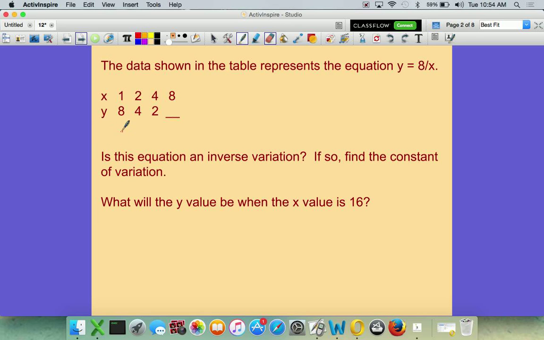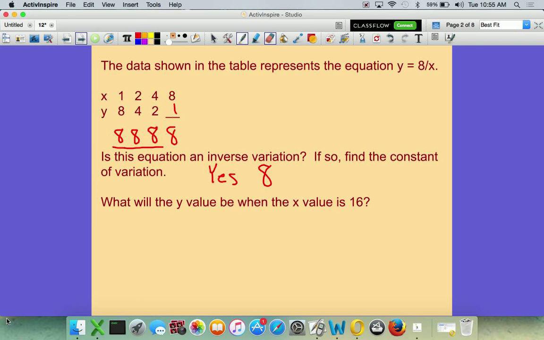So 1 times 8 is 8. 2 times 4 is 8. 4 times 2 is also 8. So since these are all the same, this does have to be an inverse variation problem. Is this equation an inverse variation? Yes. If so, what is the constant? Well, the constant has to be 8 here. If we were to go back and fill in this blank, well, 8 times what would also give us 8? Well, that's got to be a 1. And if you look at those, as x is going up, y is going down, it looks like it's just an inverse of each other.